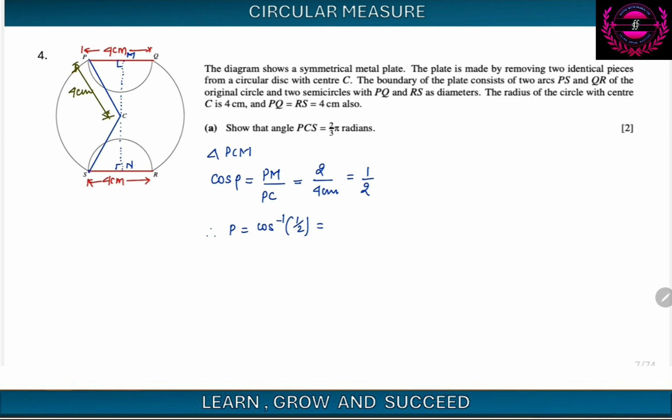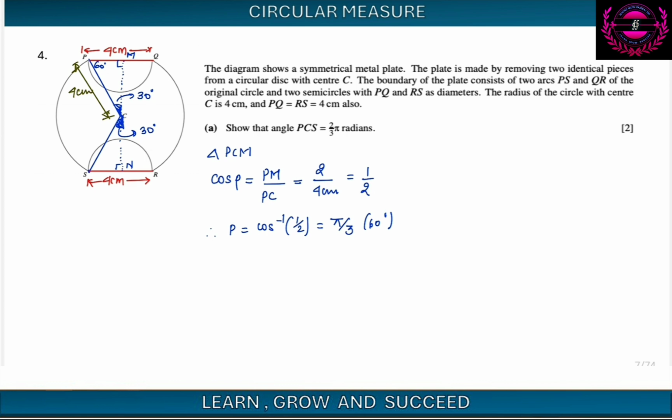So cos inverse 1 by 2 means 60 degree, which is pi by 3. If this is 60 degree, then this angle, angle PCQ, must be 30 degree. And similarly, this angle SCN must be 30 degree, because both the triangles are similar.